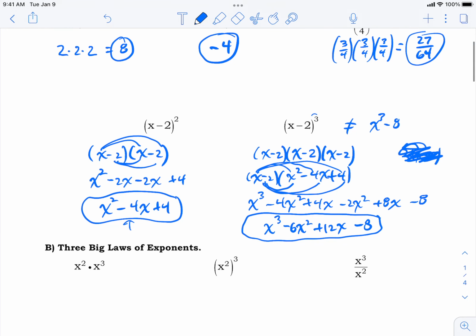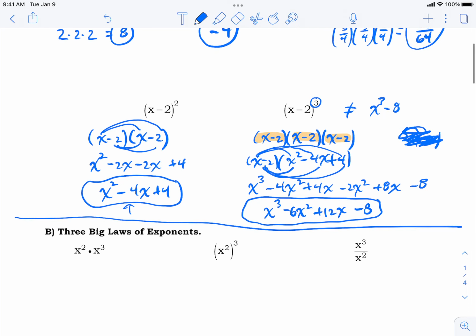Exponents are make 3 copies. That's how they're defined. Make 3 copies. So I made 3 copies, and then I had to multiply all 3 copies together. So please remember this about exponents. That is your basic exponent basics.